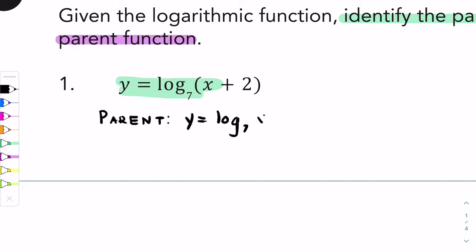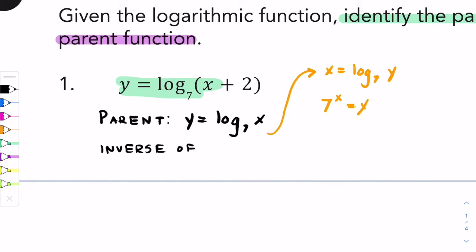If we take our parent graph and we find the inverse, that means we have to switch our x and y variables. And then we need to solve for y, meaning we have to convert to exponential form, or 7 to the power of x is equal to y. So the inverse of the parent graph is y equals 7 to the power of x.